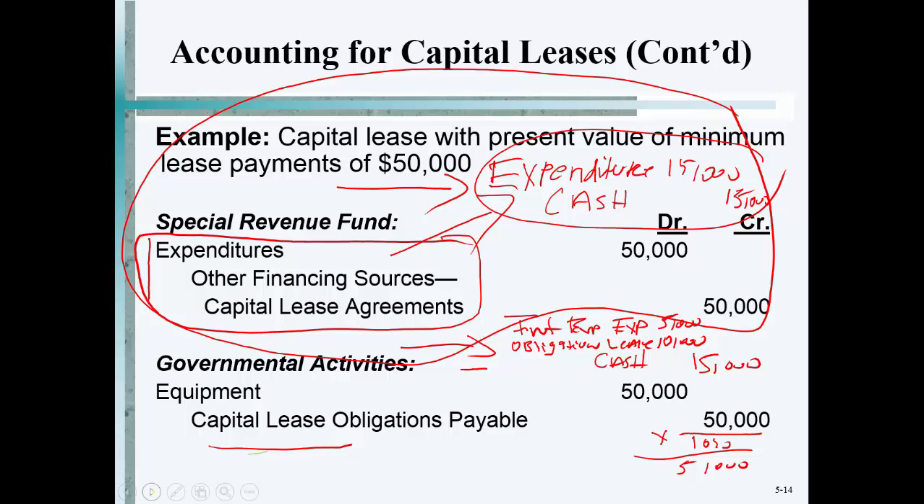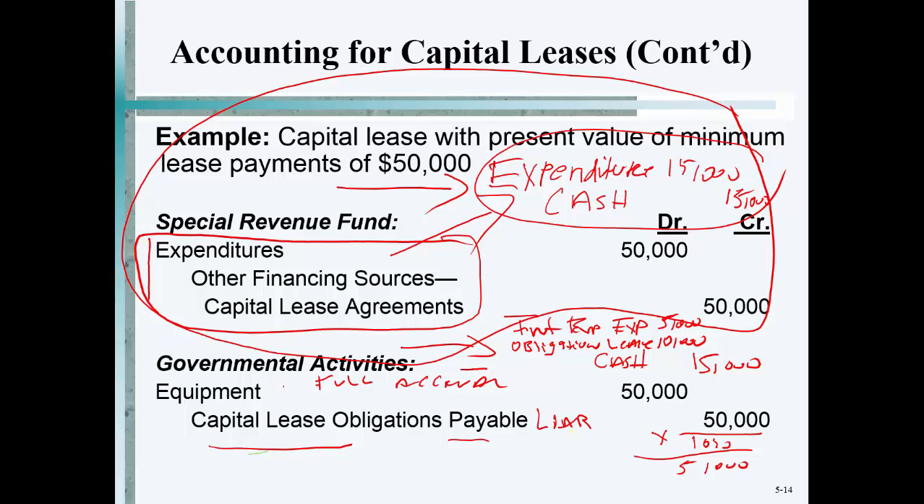And when you take the present value of the minimum lease payments, if we're accounting for that at the government-wide level, what type of accounting are we using at the government-wide level? Full accrual, and you're going to follow full accrual approach there, where you're going to go ahead and debit equipment, and credit this obligation, capital lease obligation payable. So that's a liability, isn't it?